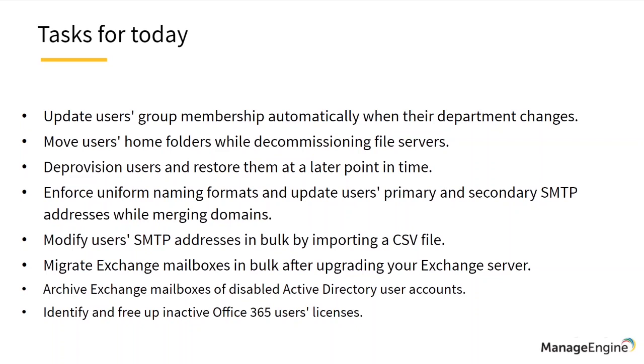So we imported the CSV file, then we chose which attributes we wanted to modify, and then we just clicked update. Once that was done, the primary SMTP addresses were updated.